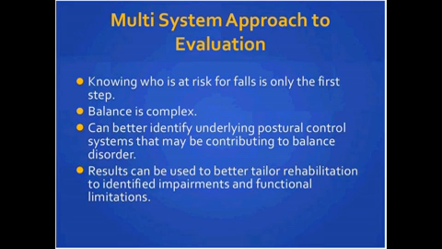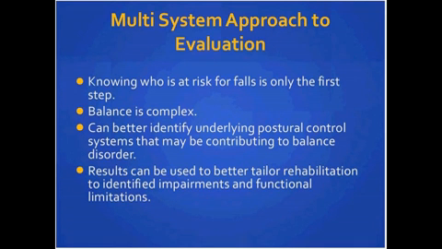So why adopt a multi-system approach to evaluation? Well, knowing who is at risk for falls is really only the first step. We have a plethora of assessment tools out there that are very good at identifying the risk for falls, and we often choose them because they're quick and efficient to administer. The problem is that at the end of that particular one-legged stance or perhaps a forward functional reach, we may have a lot of information about the level of risk that the individual is at, but we know very little about what is contributing to that risk.